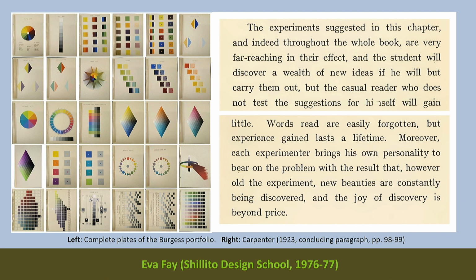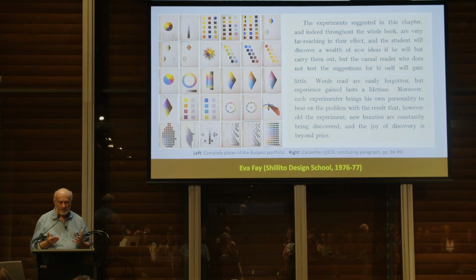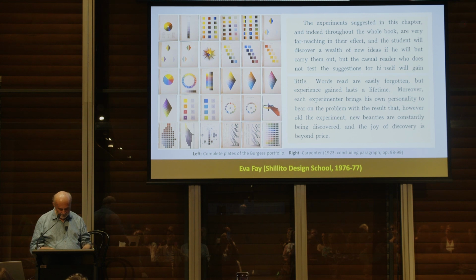I'll just look up my peroration here. So like Carpenter, Shillito promoted experiential learning through practical exercises and experimentation in tandem with theory. So different to Albers, where it was instead of theory, or at least in advance of theory. With Shillito, it was an experiential thing, but it was taught alongside the theory.